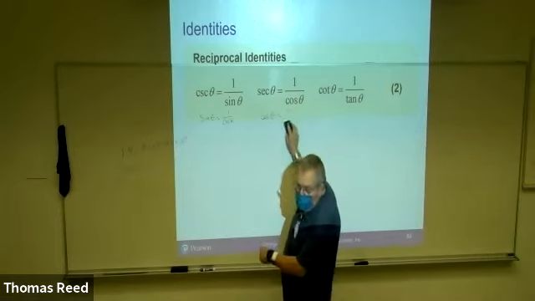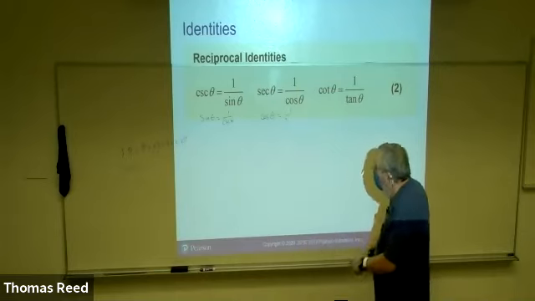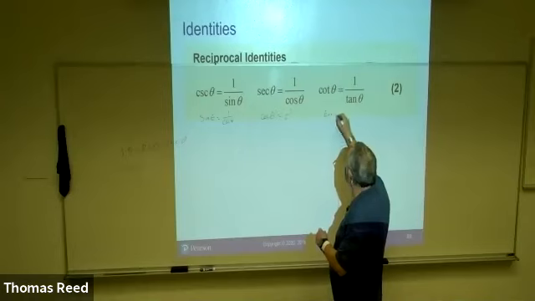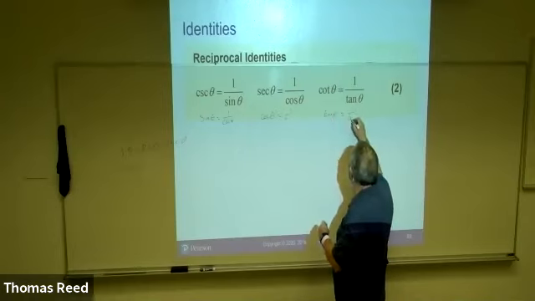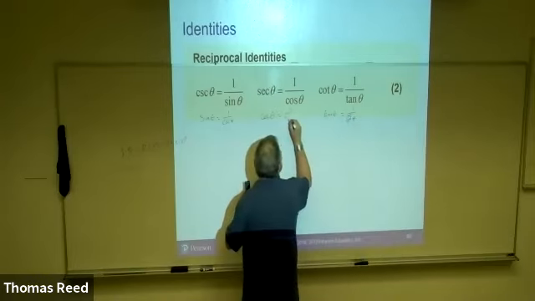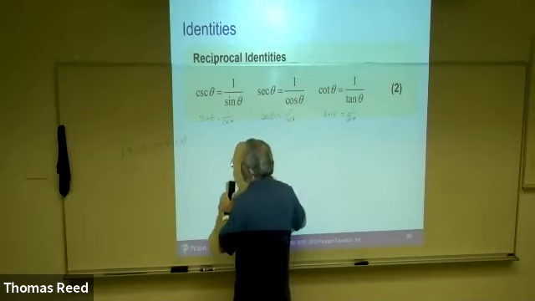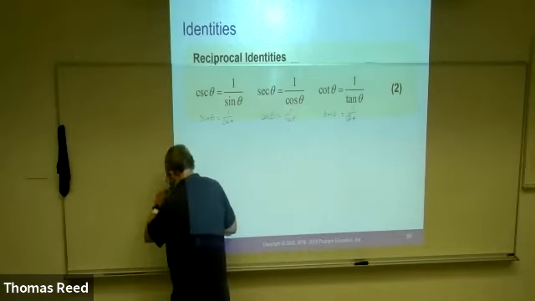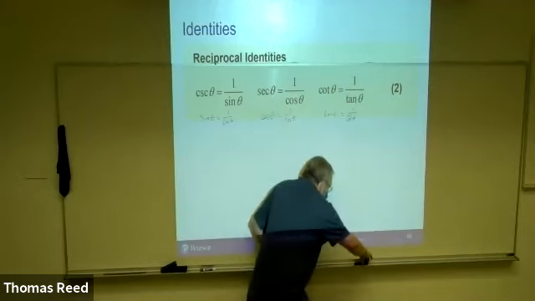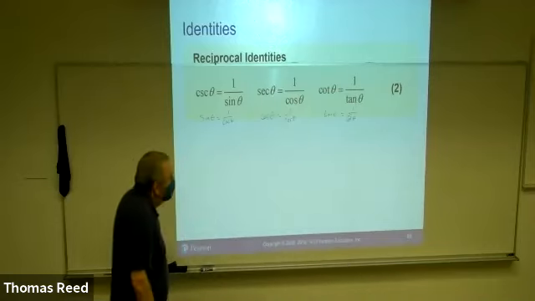Wait, can I copy that? Theta, 1 over cotangent theta. This is secant. Okay. Move on.